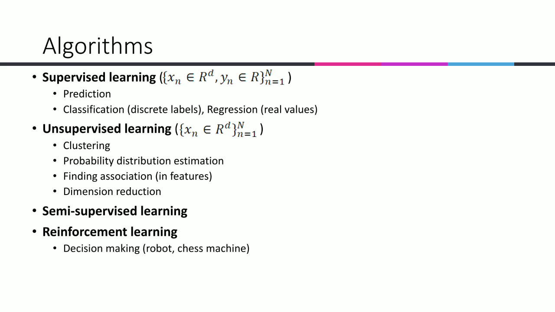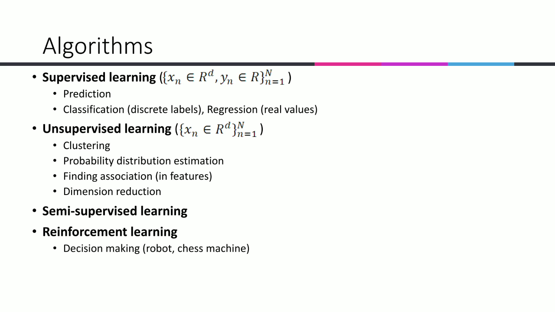Here are a few types of machine learning algorithms: supervised, unsupervised, semi-supervised, and reinforcement learning. In supervised learning, there is a set of input data, x n, which are the features of the data, and y is the label data set. It may have more than one label, multi-label, or two labels. For prediction and classification, supervised learning algorithms are used.